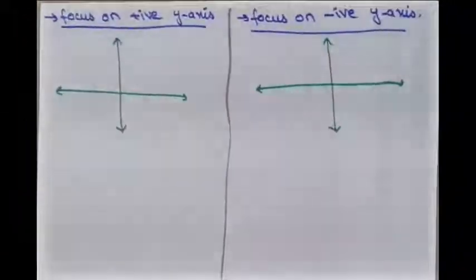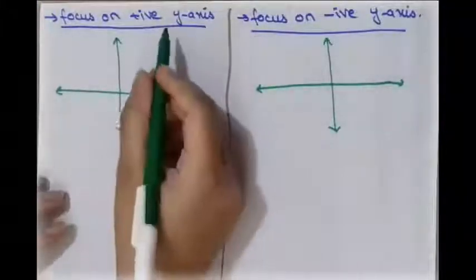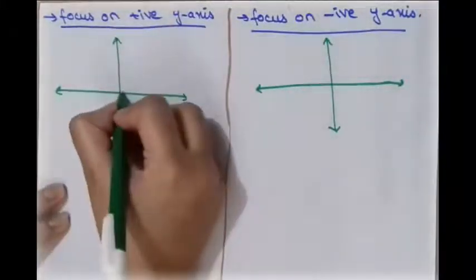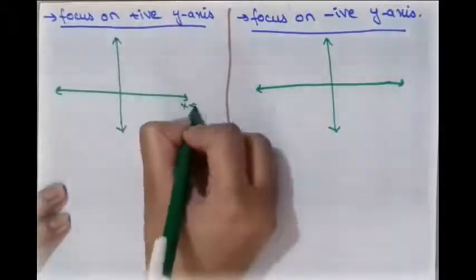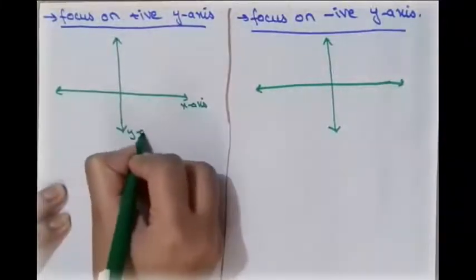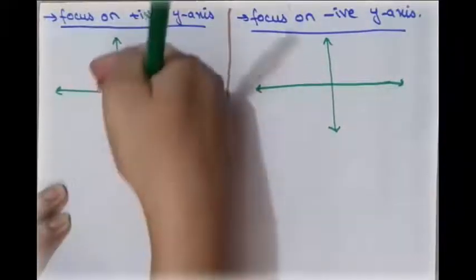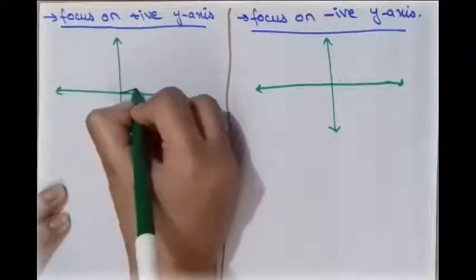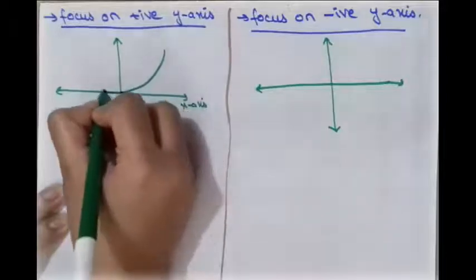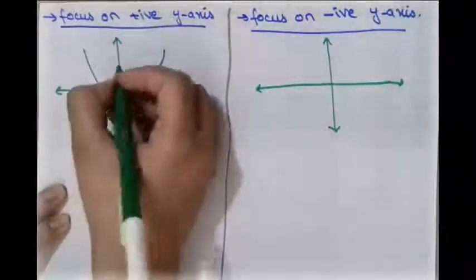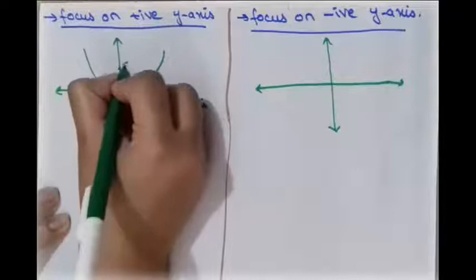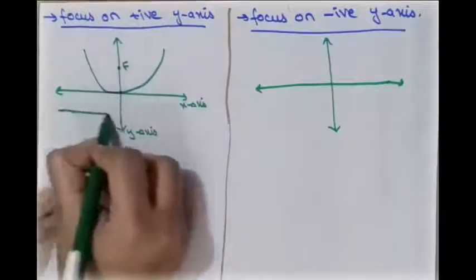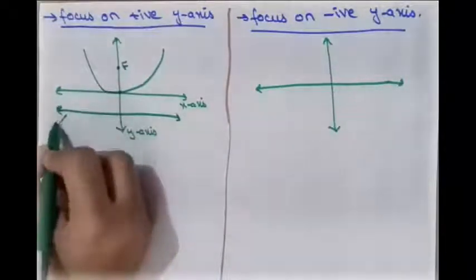First we discuss the case where the focus is on the positive side of the y-axis. This is the x-axis and this is the y-axis. This is the positive side of the x-axis and this is the negative. So if we have a parabola like this, here is our focus, and here is our directrix line.